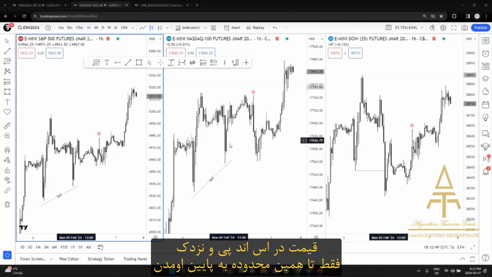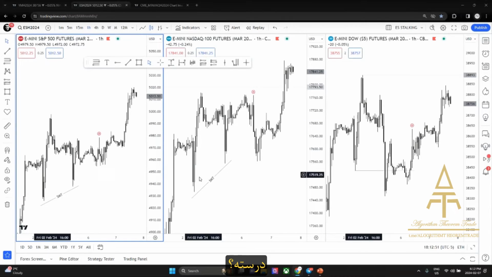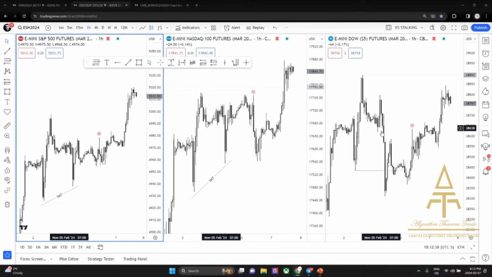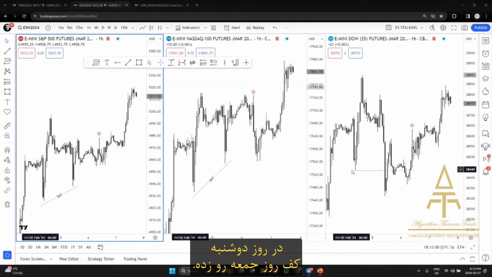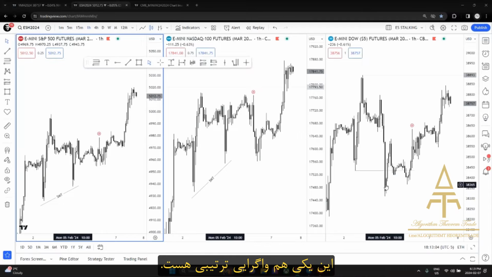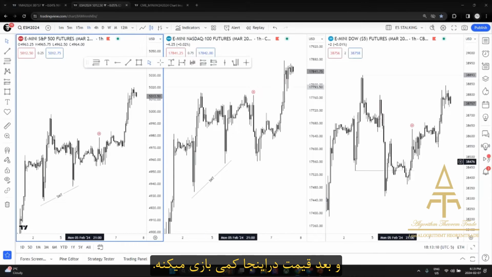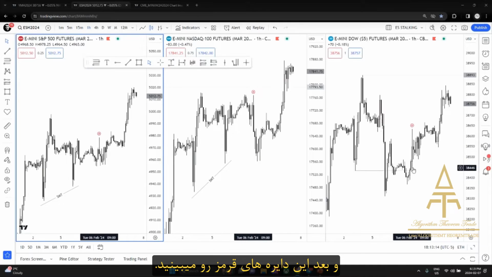The same thing happened for the NASDAQ, right? And then we had the Dow take out Friday's low with Monday's price action. That is also sequential SMT, right? And then we had price just play around.